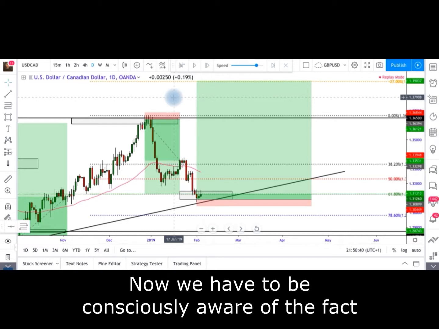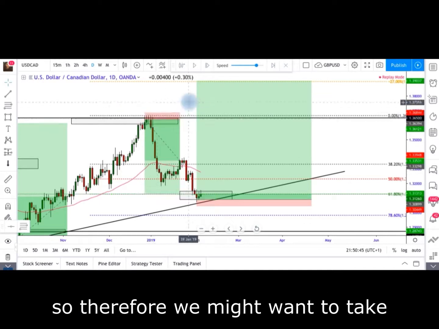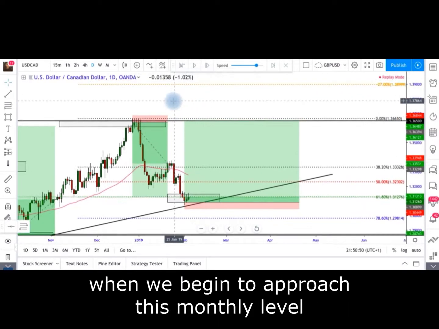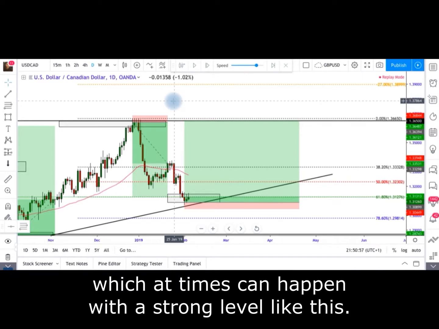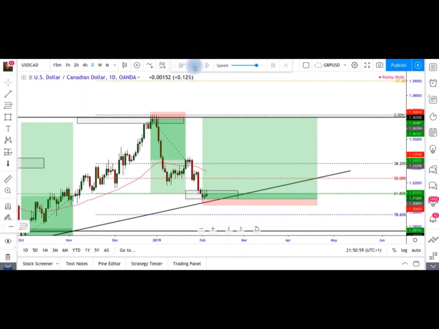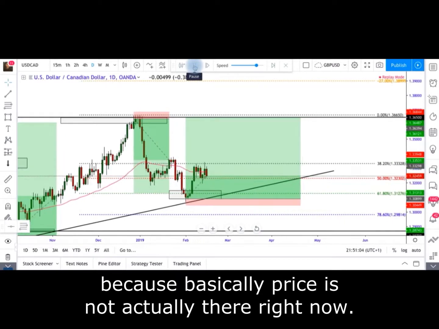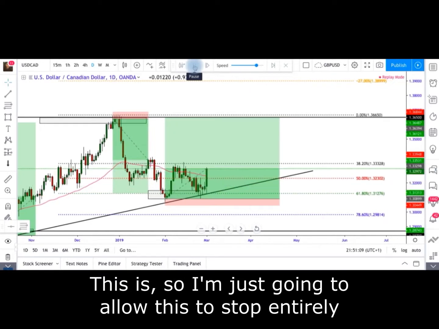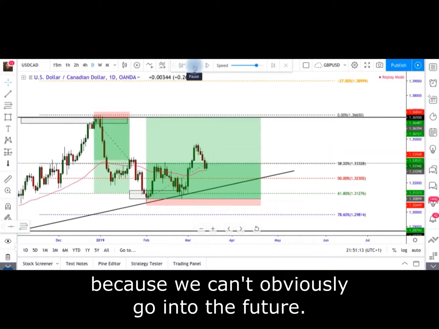Now we have to be consciously aware of the fact that we do have a strong monthly level here. So therefore, we might want to take off a little bit more profit than usual when we begin to approach this monthly level, just in case we begin to approach it and we reject it again, which at times can happen with a strong level like this. Now I can't play this entirely out because basically price is not actually there right now. So I'm just going to allow this to stop entirely, so that you can see where price fully stops, because we can't obviously go into the future.